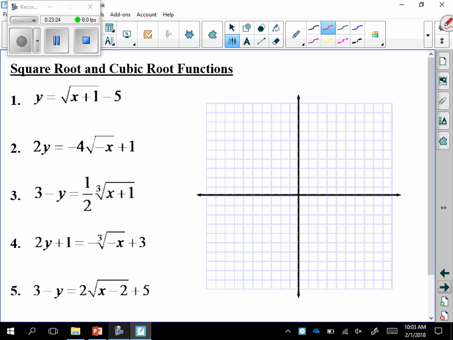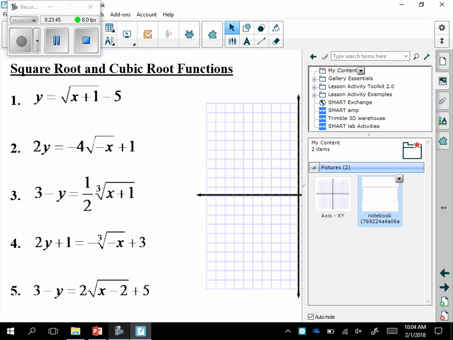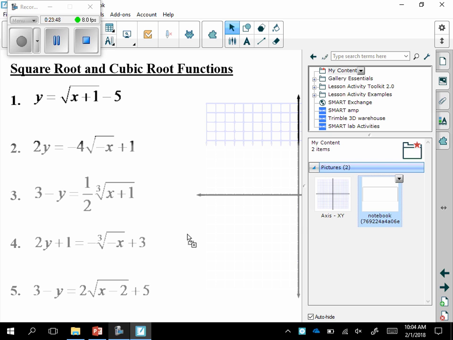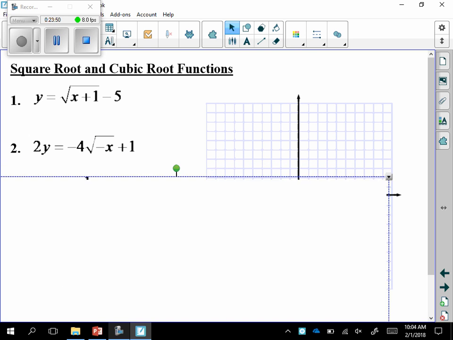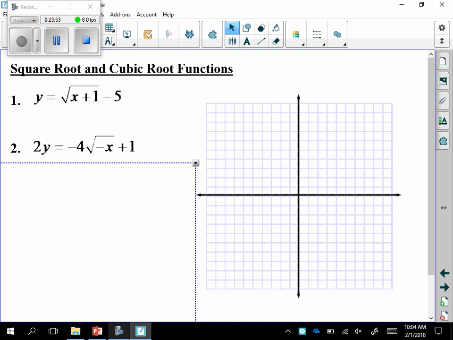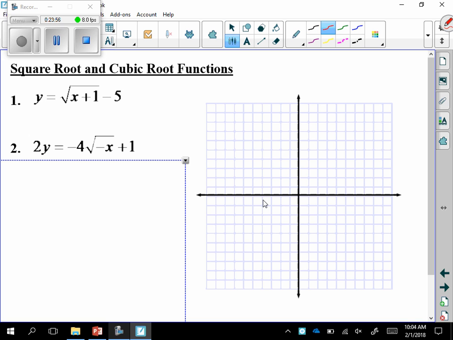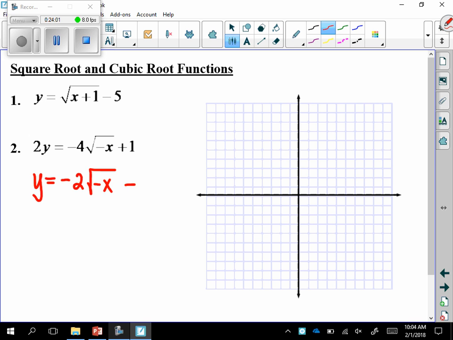All right, the next family of functions that we're going to look at would be our square root and cubic root functions. And again, we got to pay real close attention to whether we're talking about a square root or a cubic root because they have different points. So we've got to be mindful of that. So let's do number 2. Got to get y by itself, so I'm going to divide by 2. So it's going to be a -2 square root of -x plus 1/2.